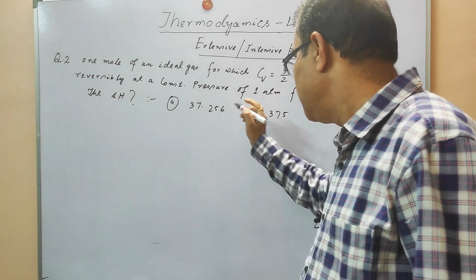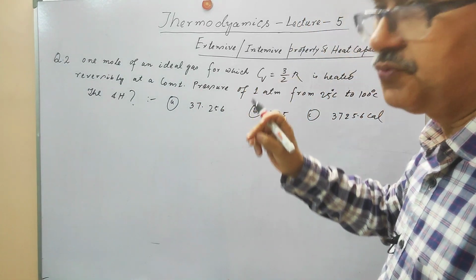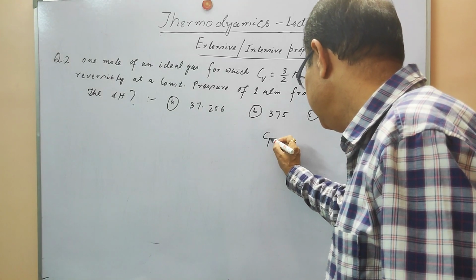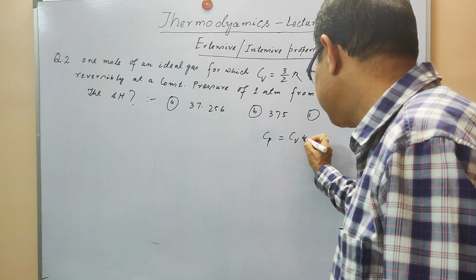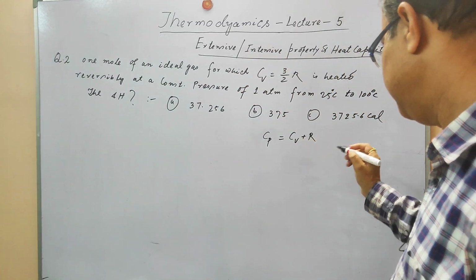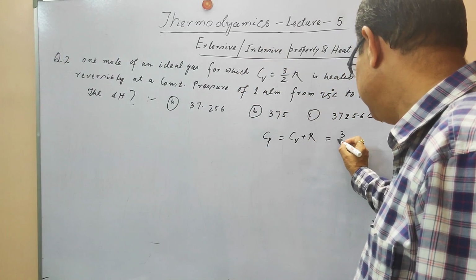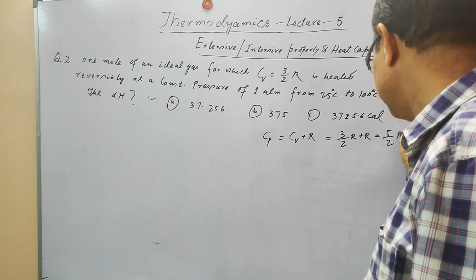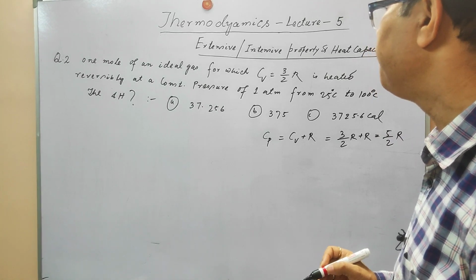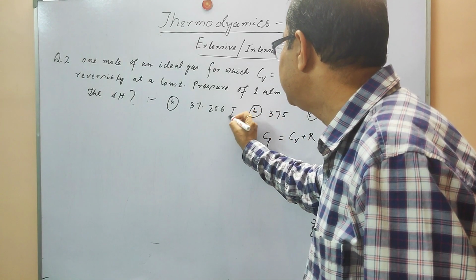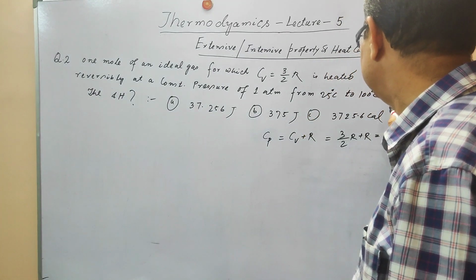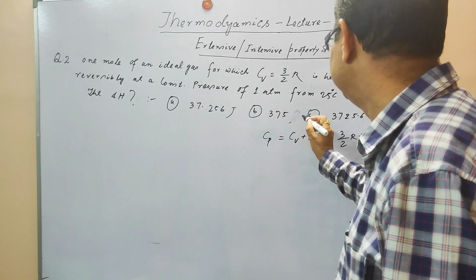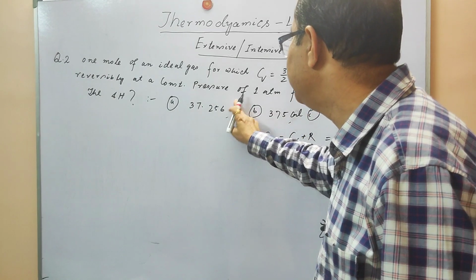So first, at constant pressure means we have to go for the heat capacity at constant pressure, Cp. So Cp we know is Cv plus R for 1 mole of gas. Correct? So Cv is given 3 by 2 R, so it is coming around 5 by 2 into R. Here one thing you can see, the answer is given in the calorie.